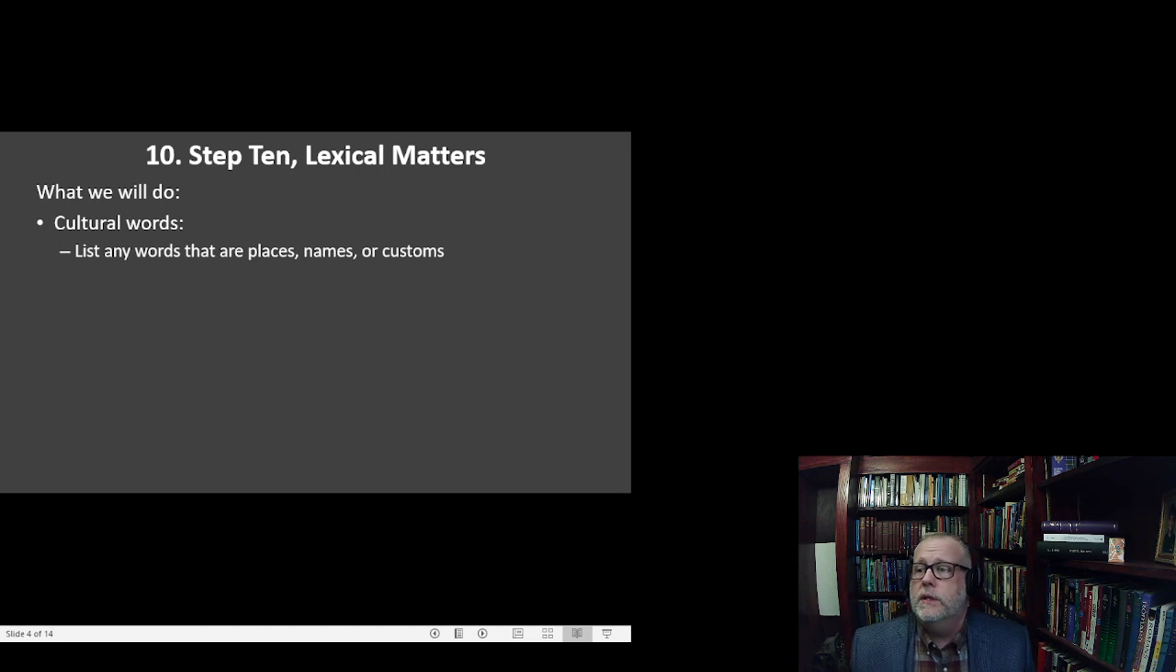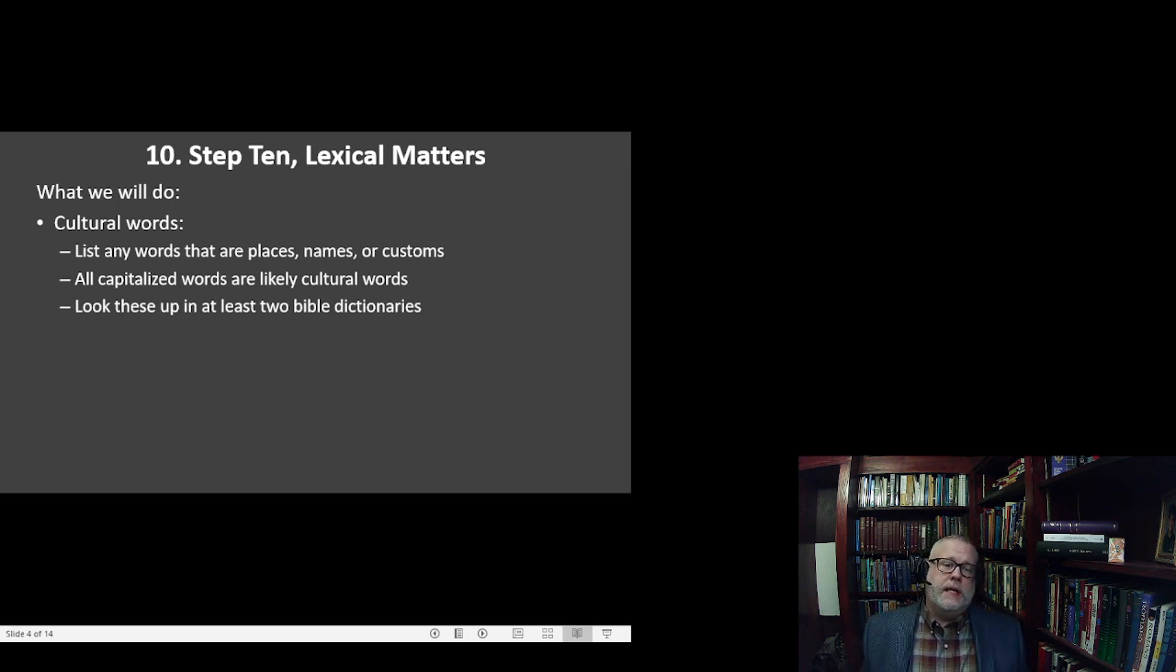Cultural words. Moving on from keywords to cultural words. List any words that are places, names, or customs. If it's a name of the thing, it's a cultural word, even if it's just a city or a town or a country name. Those have cultural significance. Names of things or people, sometimes people names, will be cultural words. Customs. All capitalized words in your text are most likely a cultural word.